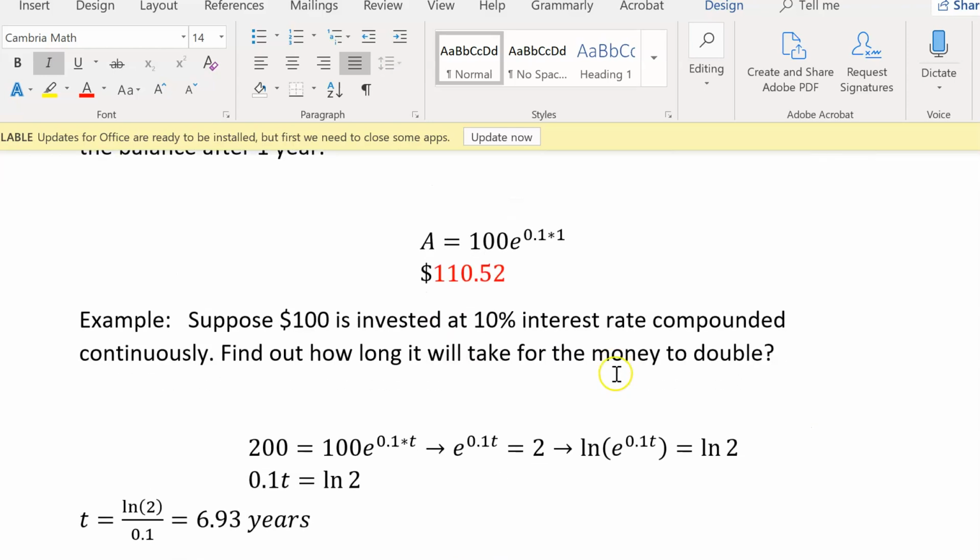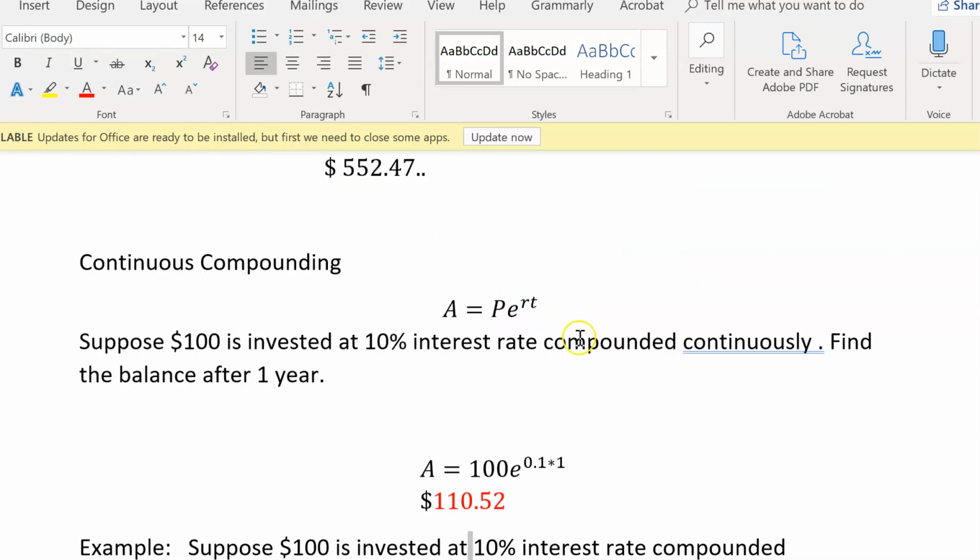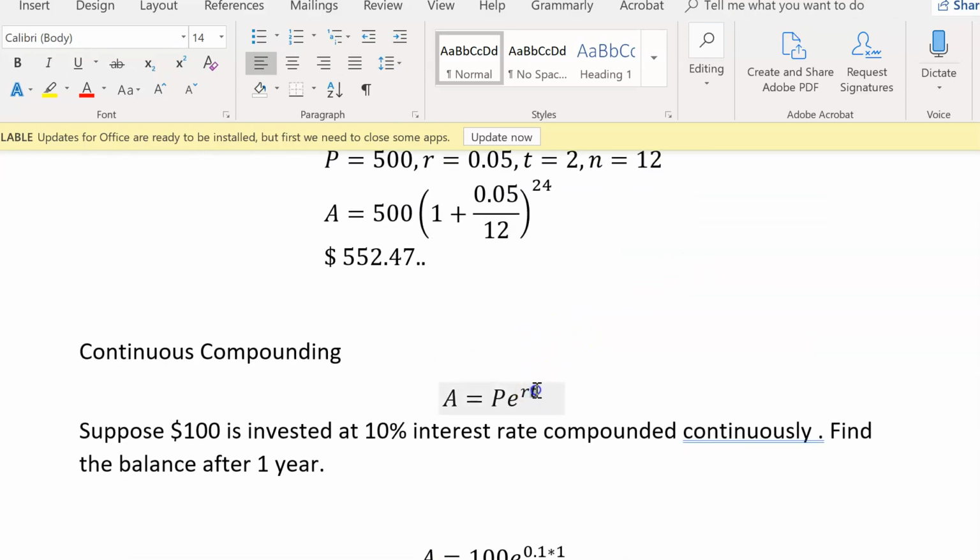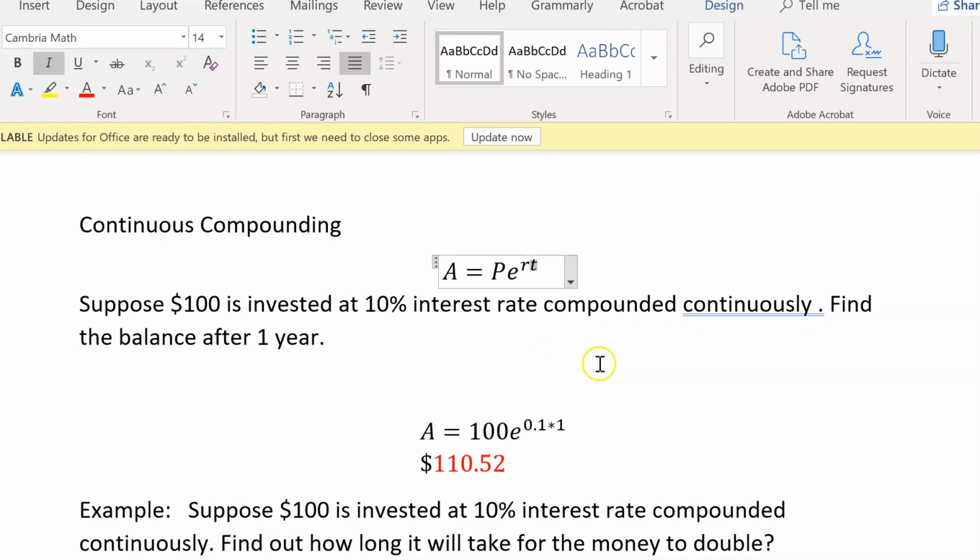We know it will be 0.1, right? Because it's 10%. So what is it that you don't know? You don't know the time. So really, you want to find the time for the money to become 200.